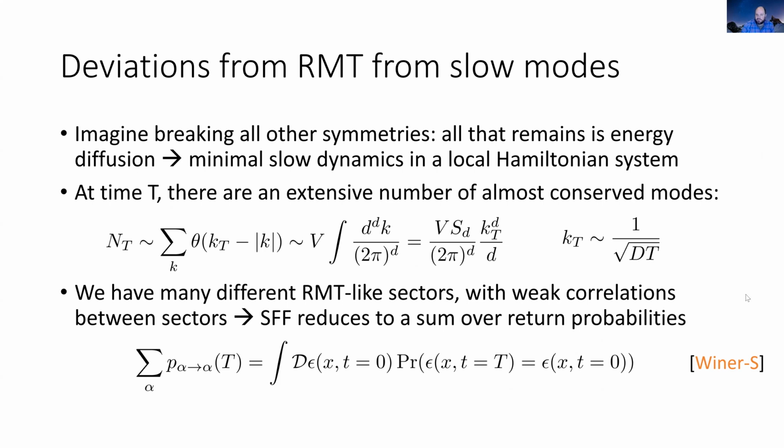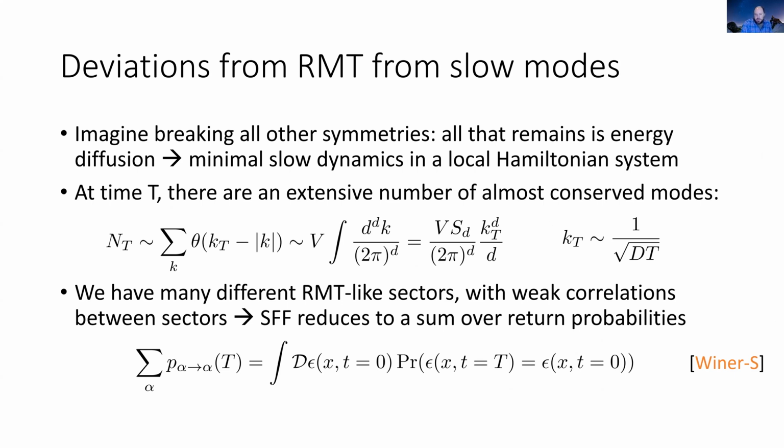Basically, there's a wave vector k sub t set by the time and the diffusion constant, such that all the modes with wave vector smaller than k_t have barely decayed. They decayed by less than 1 e-fold, right? So they're almost the same as their initial value in the state. And if you count the number of such modes, you can easily see that it's extensive and proportional to the volume, and then this wave vector to some power.